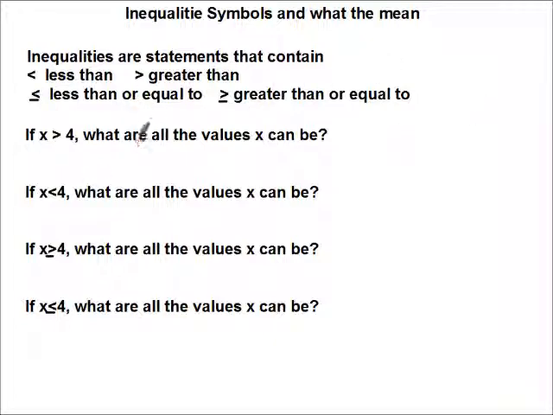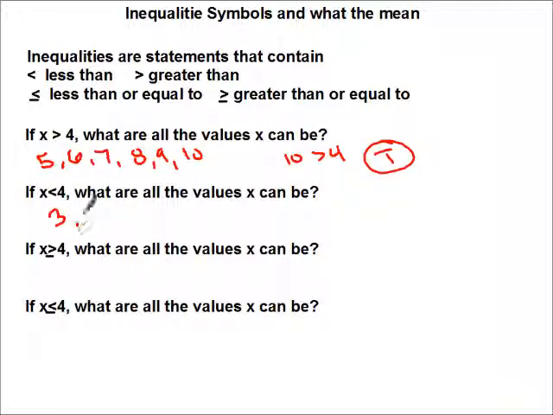Now, what this means is if we have this problem, we read this as x is greater than 4, and we want to know what that really means. If it's greater than 4, you just list everything that's greater than 4. Any number greater than 4 would make that statement true. If I said 10 is greater than 4, that is true. This one is saying x is less than 4, so things like 3, 2, 1, 0, negative 1, negative 2, negative 3, and so on.